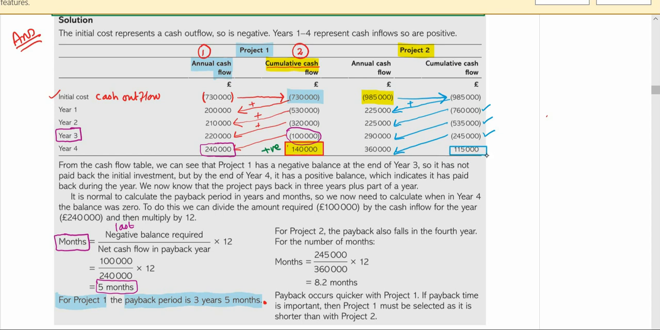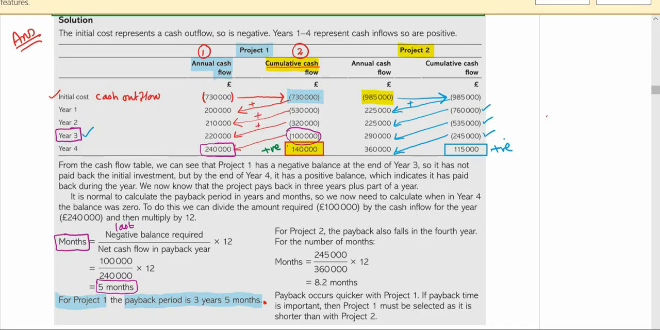Either it's year 3 or year 4. Yes, year 3. It means year 3 is complete, but we may need year 3 plus a few months to recover my complete investment. It means the last positive value we get is at year 4. Year 3 is complete now.